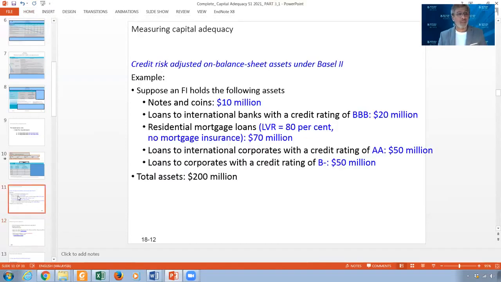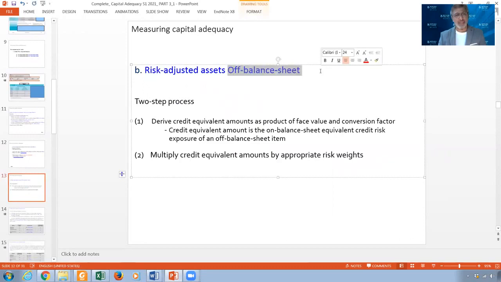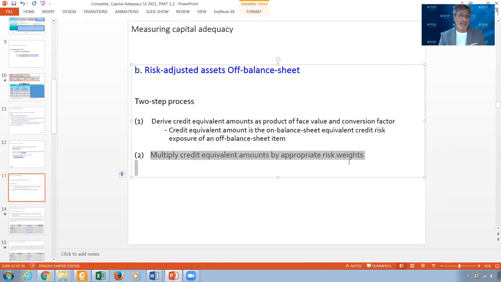It's very straightforward. Now let's move to the next step, which is talking about the off-balance sheet. Off-balance sheet is actually not complicated, but it has to go through 2 steps. The first step, you have to use tables 3 and 4 to get the credit equivalent. And then after the equivalent, you have to see the rating of the counterparty, and you multiply it by the credit weights in table 5. So here you have to use tables 3 and 4, and here you have to use, of course, table 5.